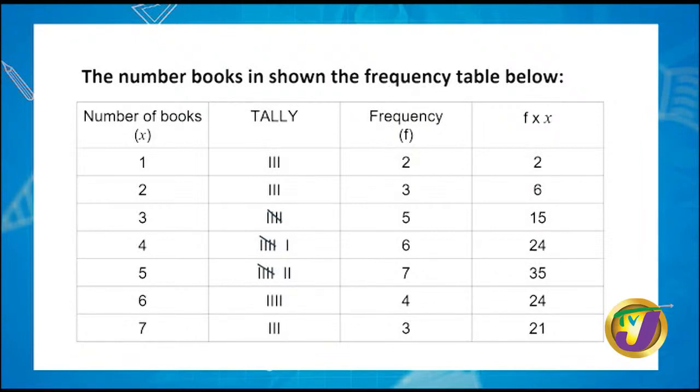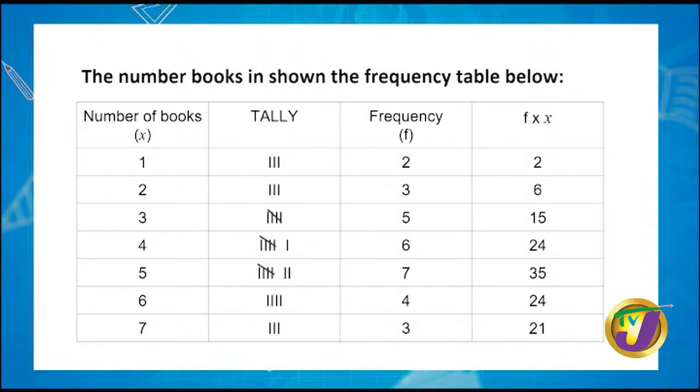So we had 2 students having 1 book in their bag. That would be a total of 2 books. And you would have 3 students with 2 books in their bags, and that would be 6 books. I'm seeing a little error on our projector here, because the tally is showing 3 strokes, but the frequency is actually saying 2. So that should have been 2 strokes for the tally column. So we actually have 2 persons with 1 book in their bag. And we have 5 students with 3 books each. That would be 15 books for those 5 students.